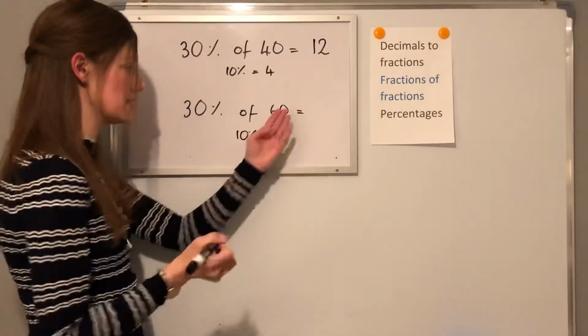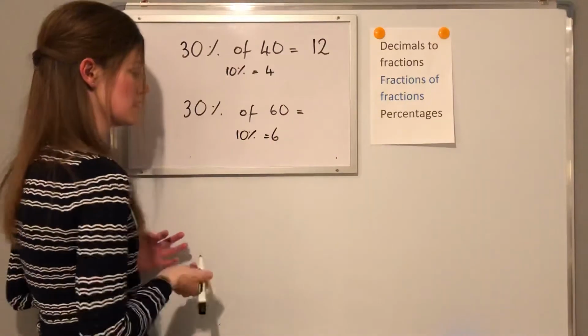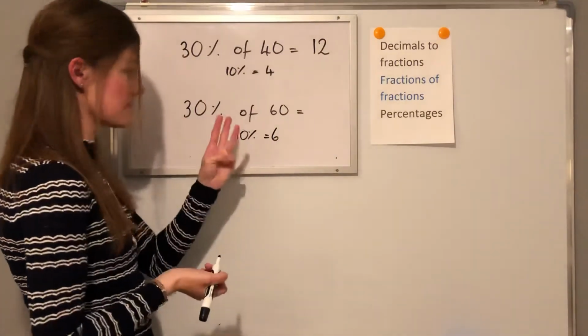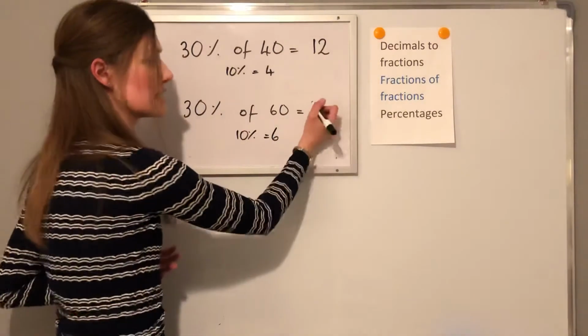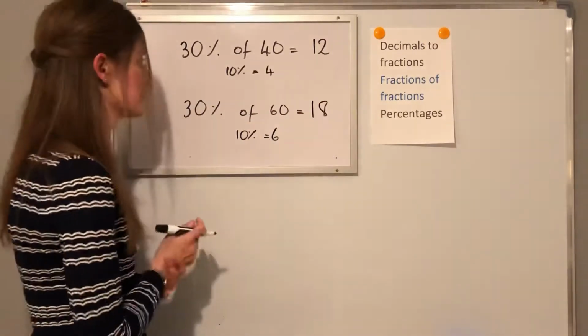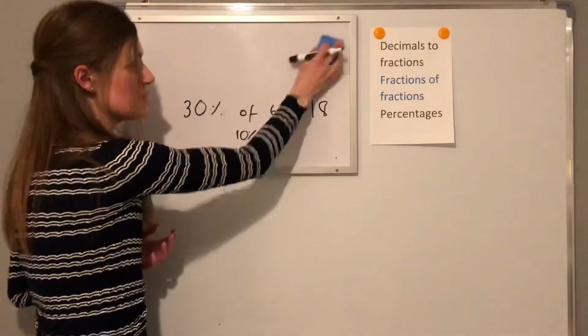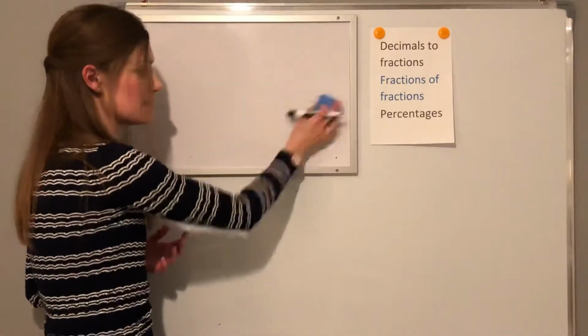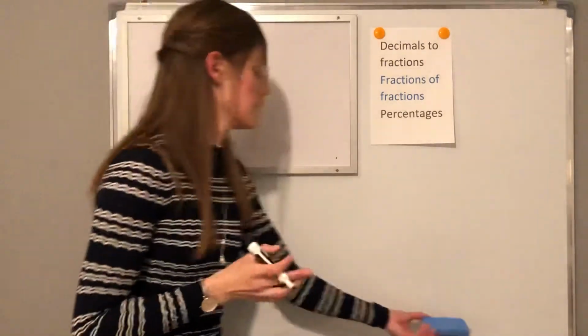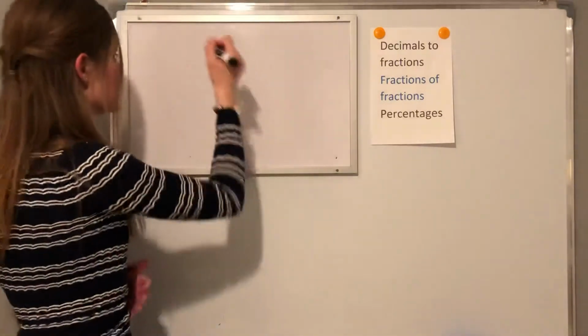10% is 6. You want 3 of those. 3 sixes, 18. Now they can ask you any of those percentages. It could be 20%, 50%, 90%, any of those percentages. And you can use the same technique.